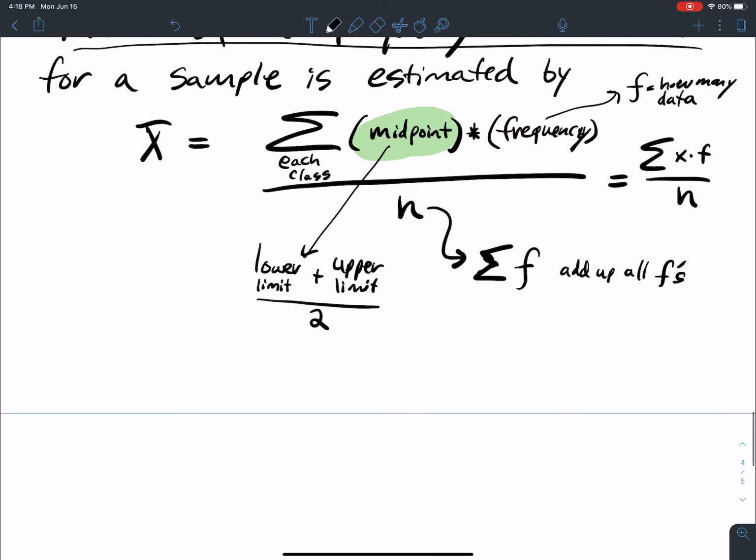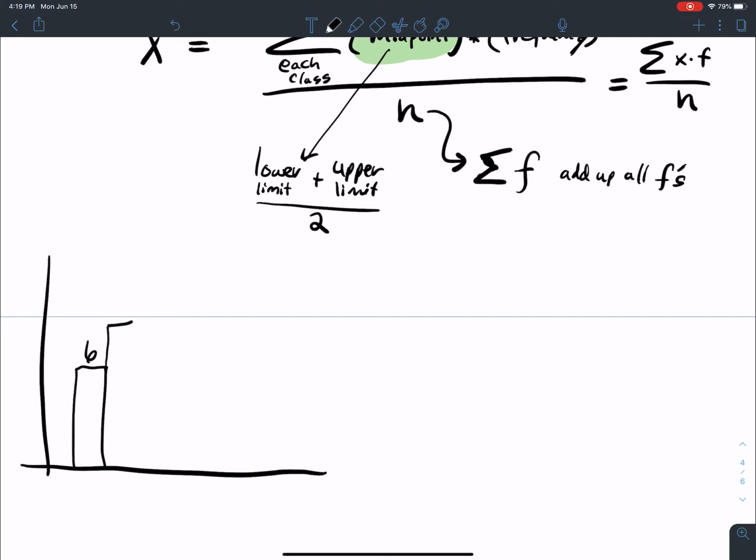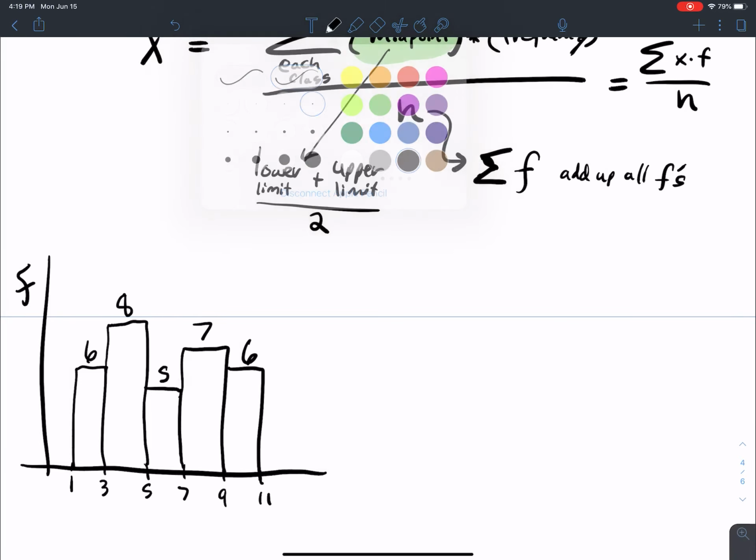So let's take a frequency distribution and we'll use this formula here. I've got my frequencies: one with 6, one with 8, then 5, then 7, and then 6 again. Those are my frequencies. And I've listed 1, 3, 5, 7, 9, and then 11. Those are my class boundaries.